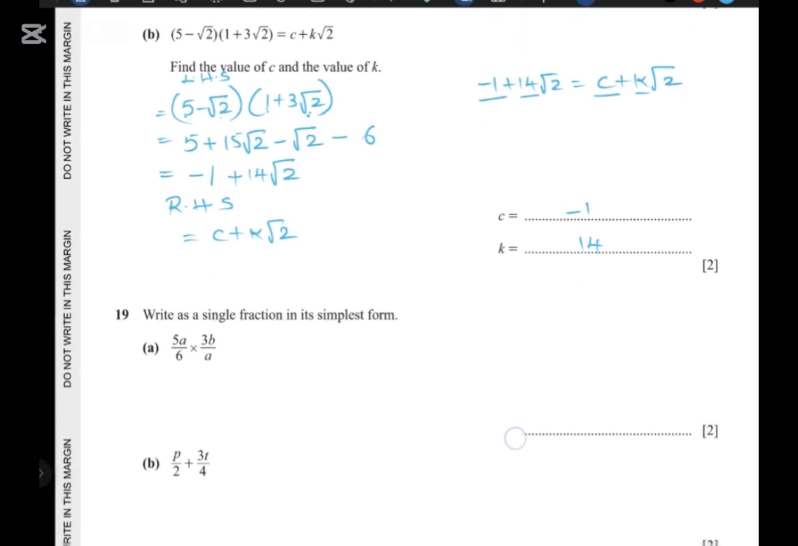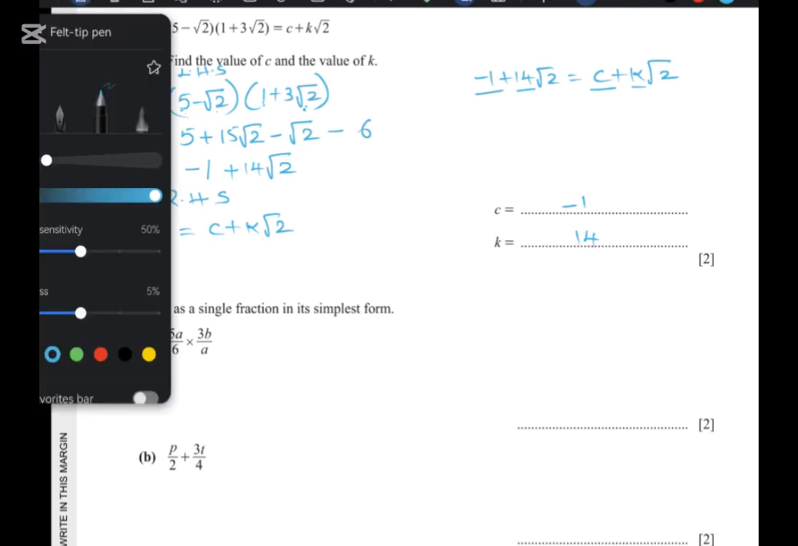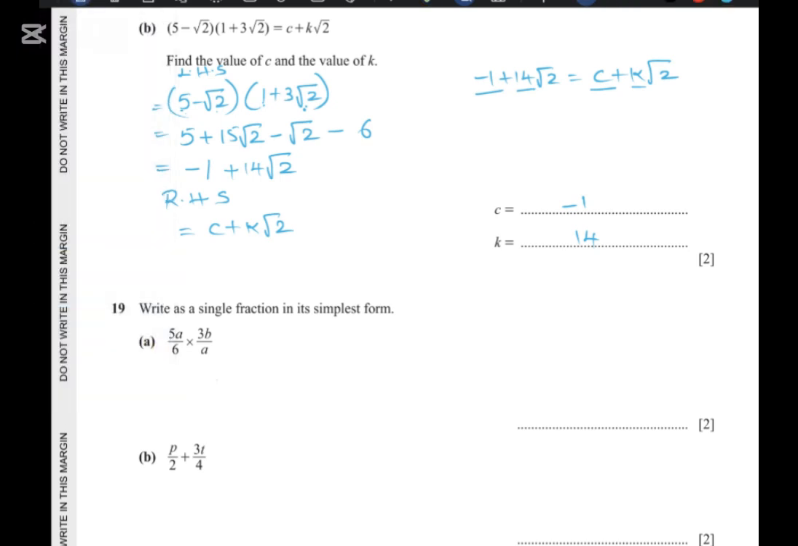Question number 19. Write as a single fraction in its simplest form. These questions are very simple. 5a by 6 into 3b by 8. These are two fractions multiplied with variables. You can see there is a in the numerator of the first fraction and a in the denominator of the second fraction. So a gets cancelled, you can cancel out because it's multiplication.